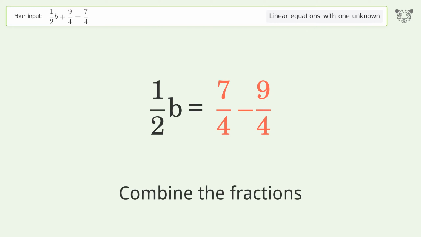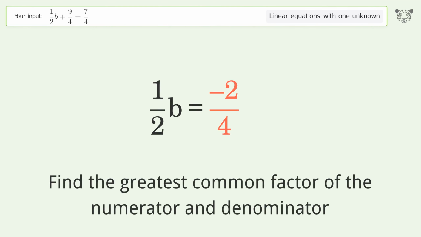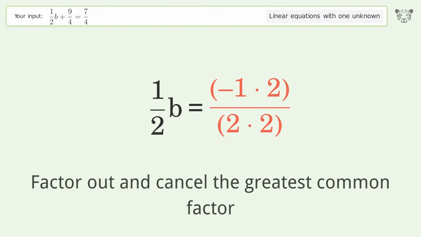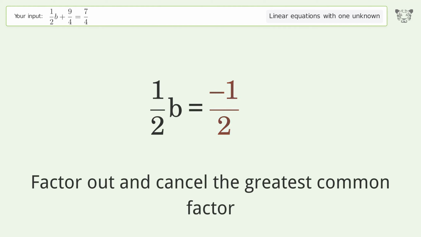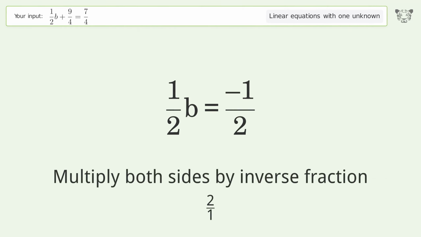Combine the fractions. Combine the numerators. Find the greatest common factor of the numerator and denominator. Factor out and cancel the greatest common factor. Isolate the b. Multiply both sides by inverse fraction 2/1.